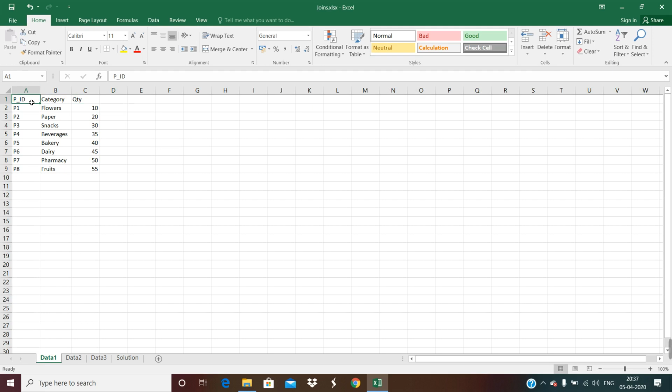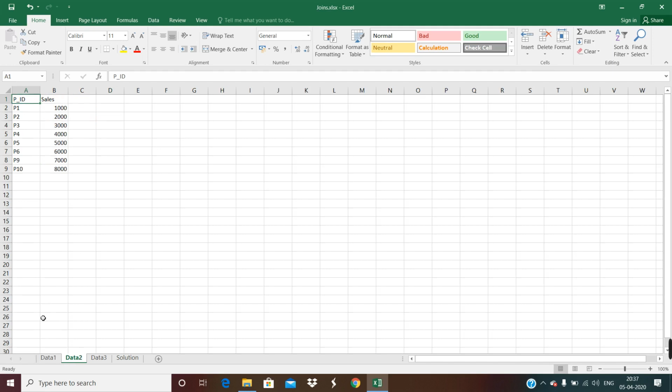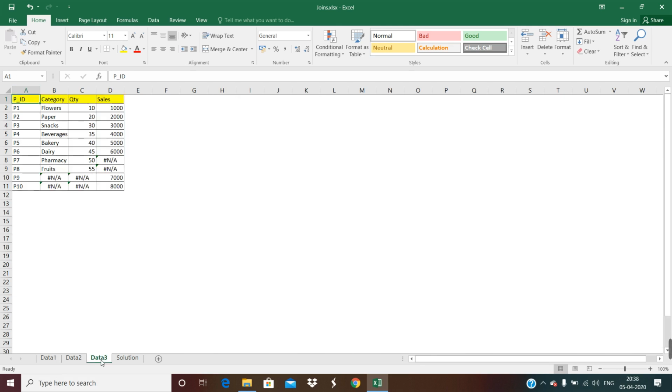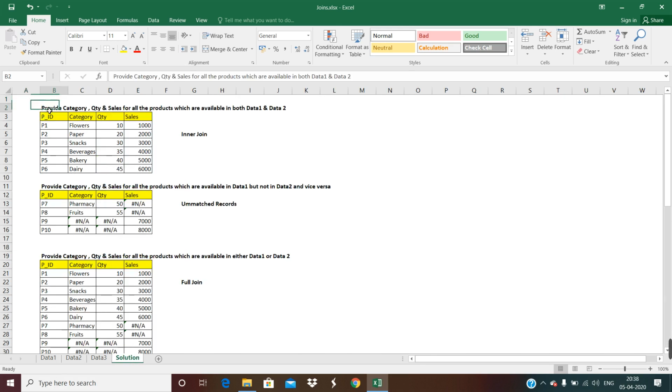Again, the names can be different. So this P underscore ID over here could have been product underscore ID. That is fine. But the interpretation has to be that both the columns are ideally the IDs of the products. That is the first thing we have to identify, which is the joining key. Now, based on that, let us see which are those questions that we are trying to answer, and accordingly, we will see which are those joins.